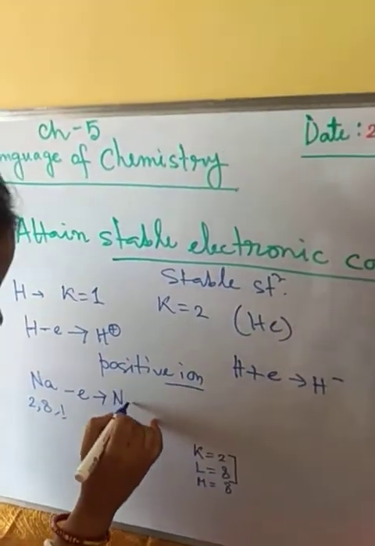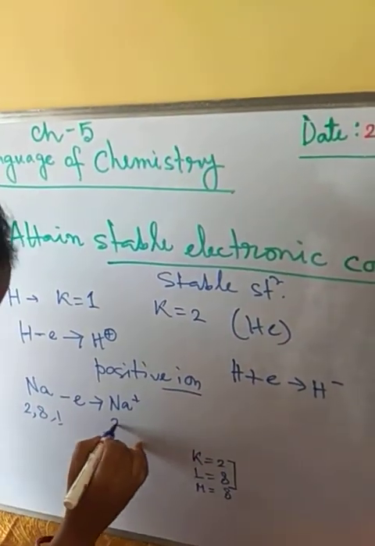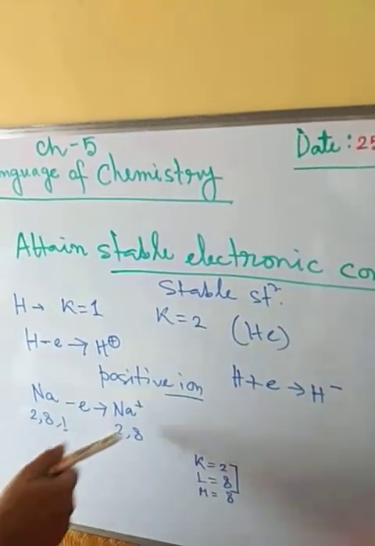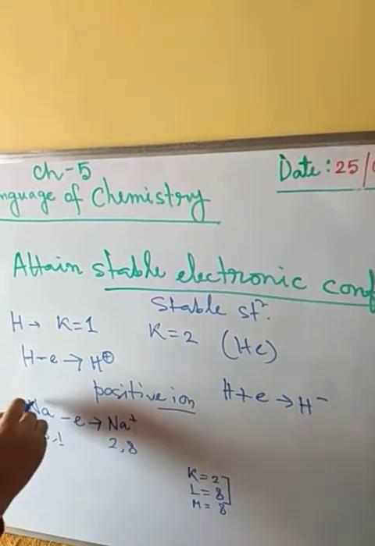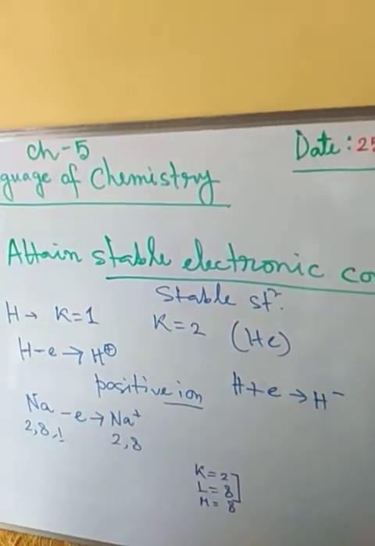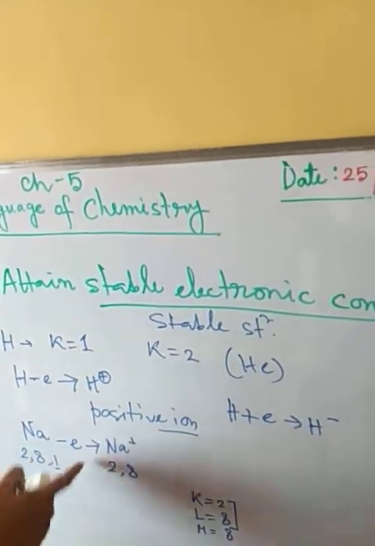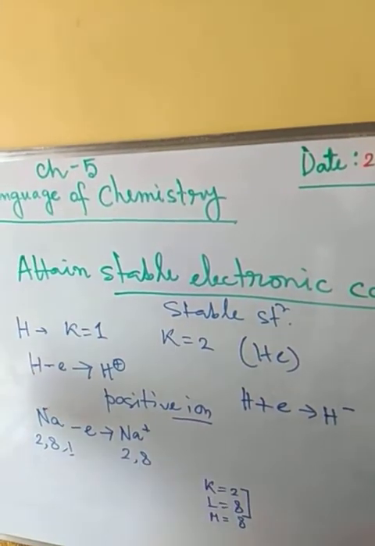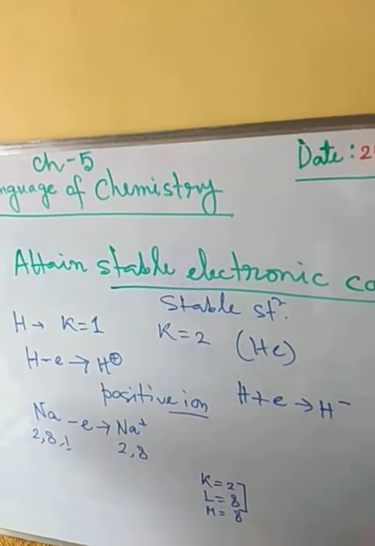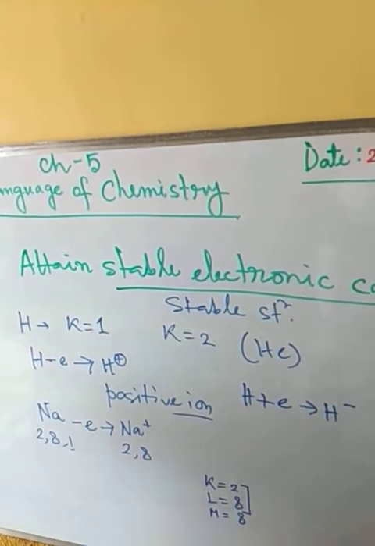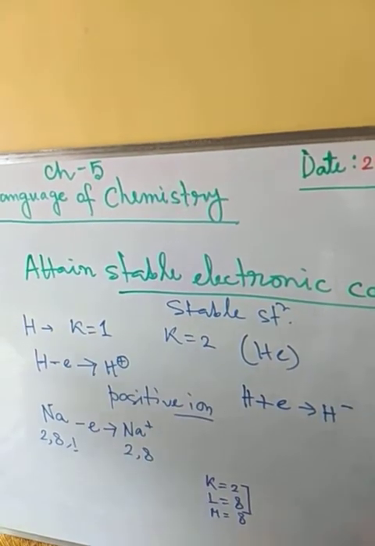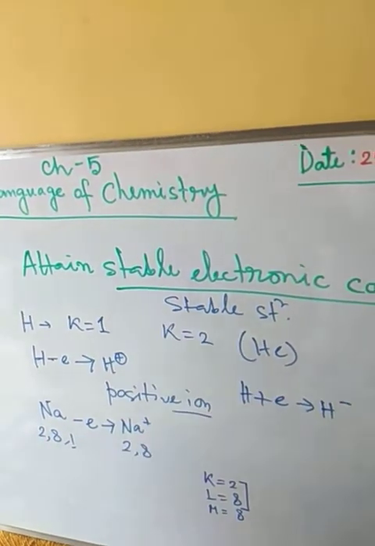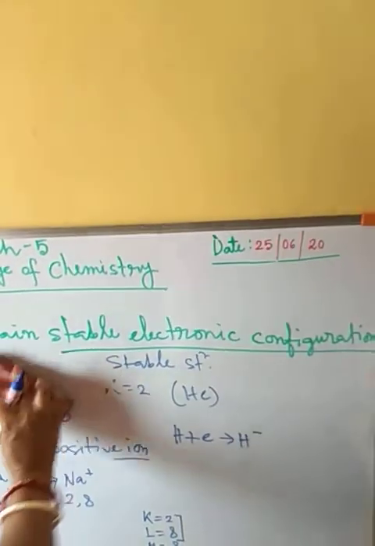So sodium will form Na plus. Now the electronic structure will be 2, 8. This is also a positive ion. As sodium is losing 1 electron, its valency will be 1. In this manner, by getting the structure of their atoms, we can determine the valency of the elements.